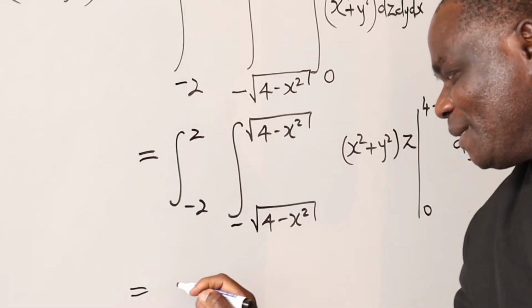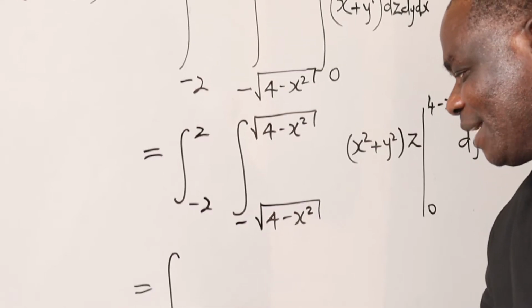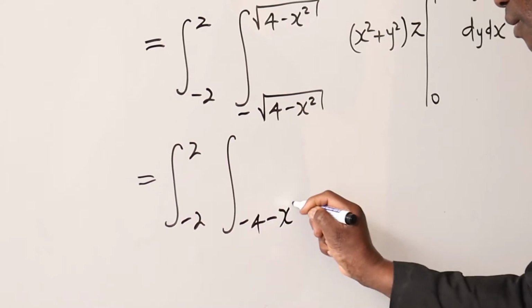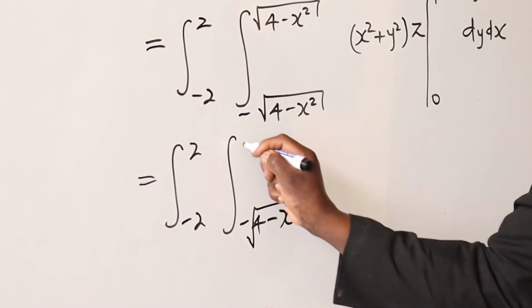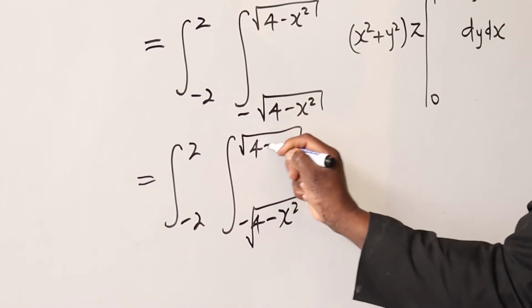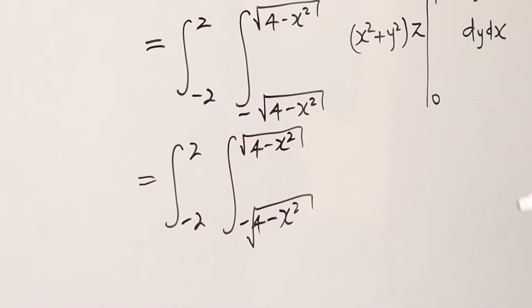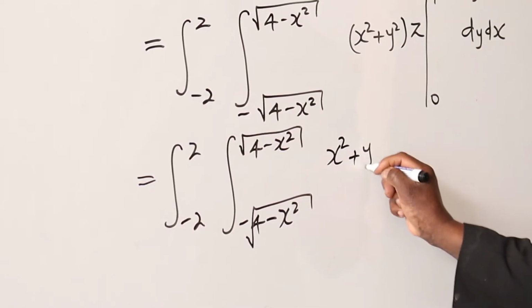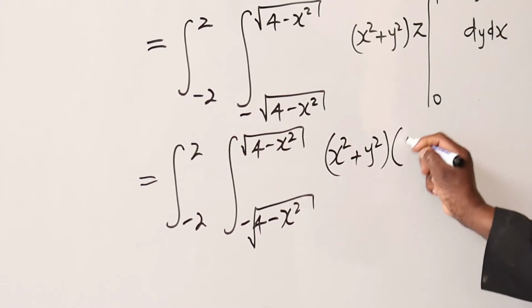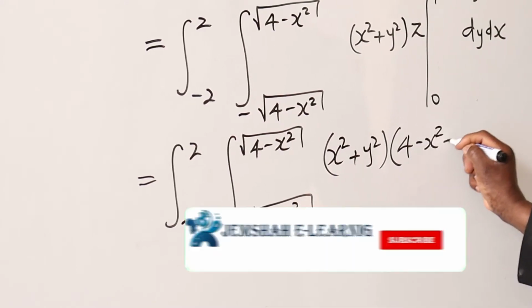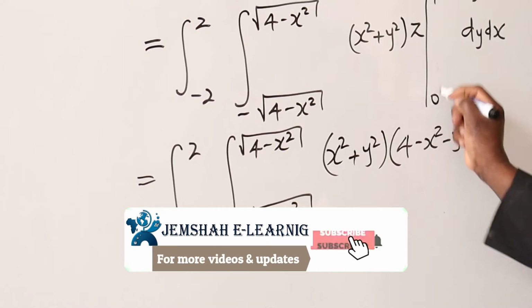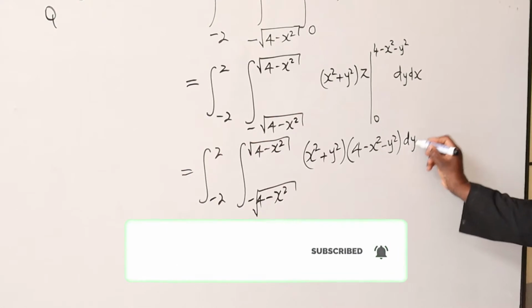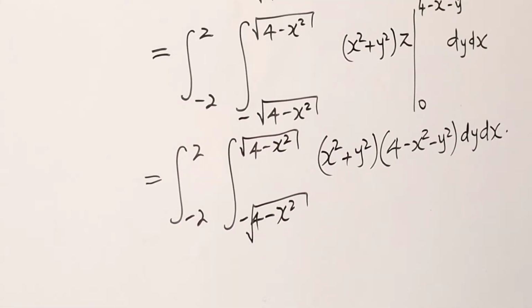This should be equal to the integral from minus 2 to 2, from minus root of 4 minus x squared to positive root of 4 minus x squared. When we insert these limits for z, we get x squared plus y squared multiplying 4 minus x squared minus y squared. The lower limit, when you multiply, will give you a 0. So we end there for that insertion of limits.